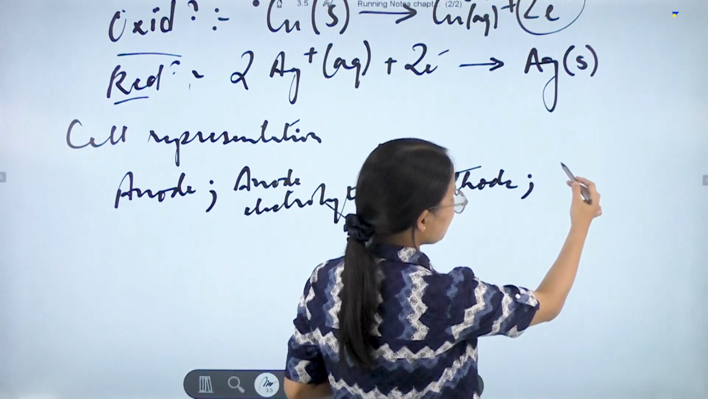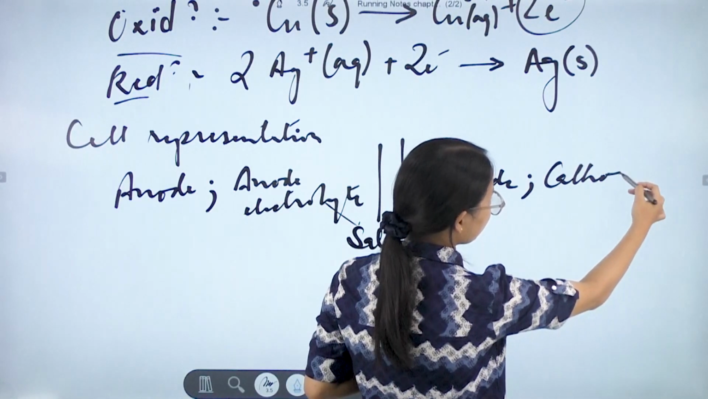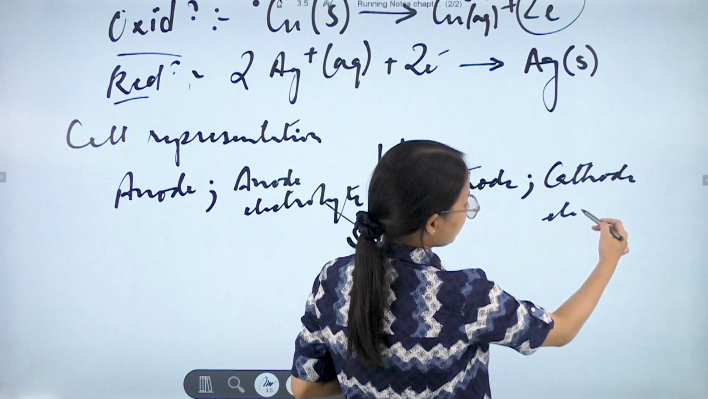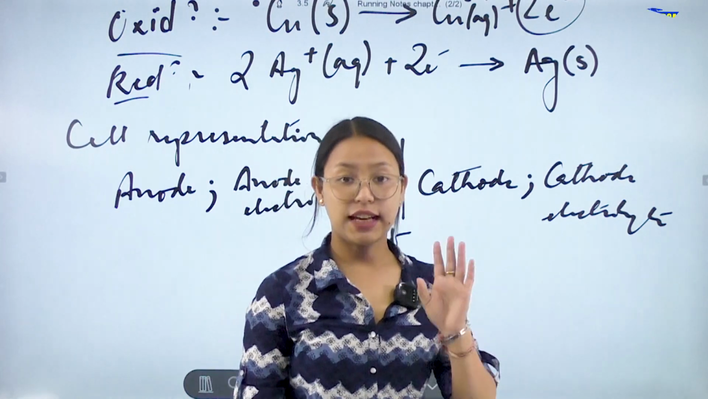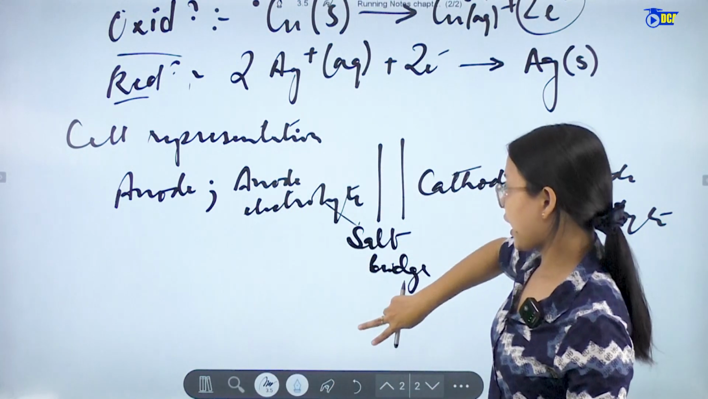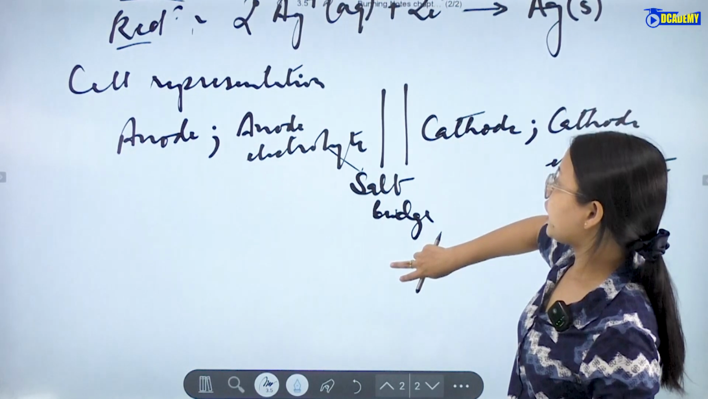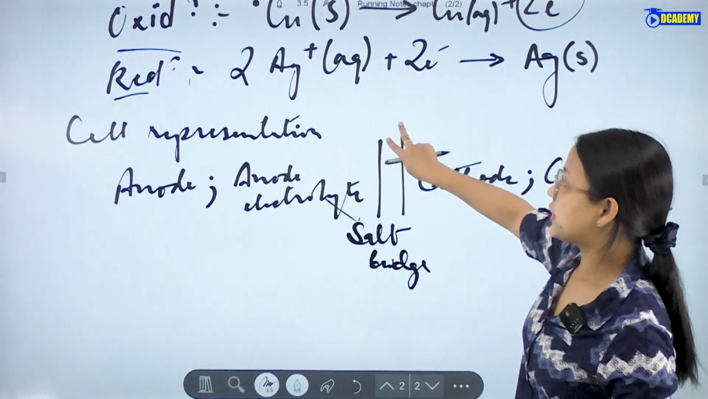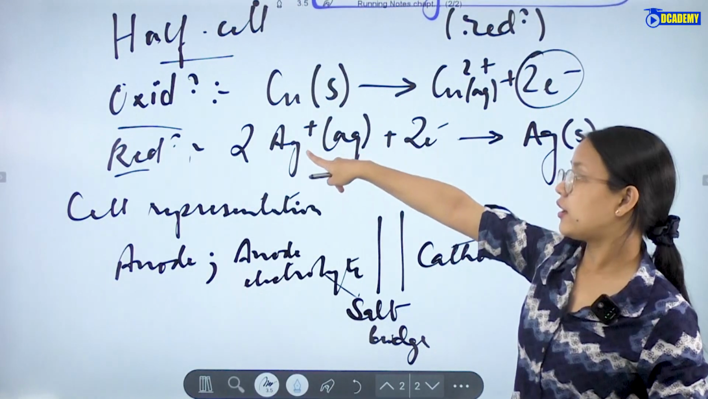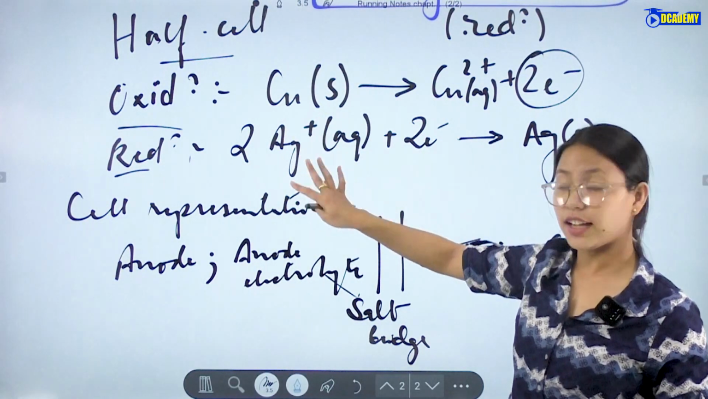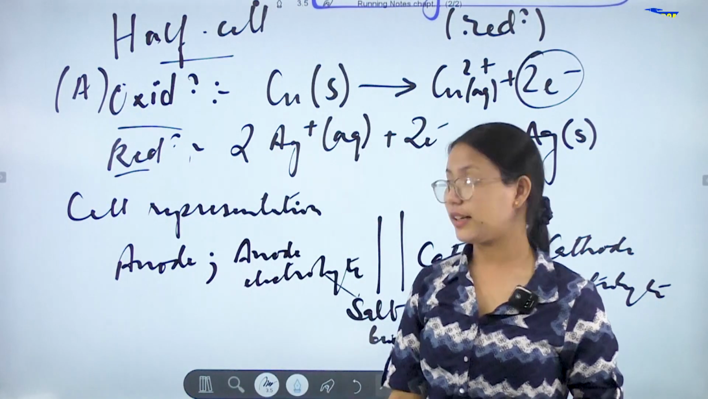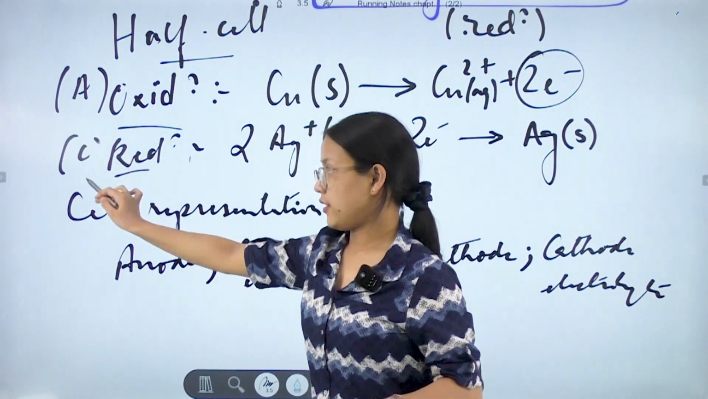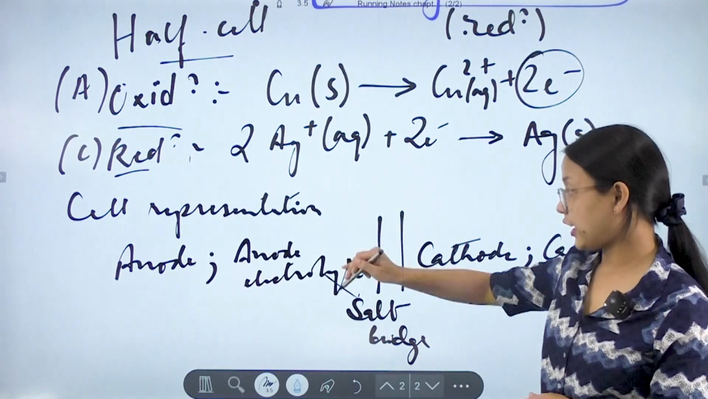Cathode, electrolyte; cathode and cathode electrolyte; anode and anode electrolyte. You can see here, cathode and anode: oxidation happens at the anode and reduction happens at the cathode.